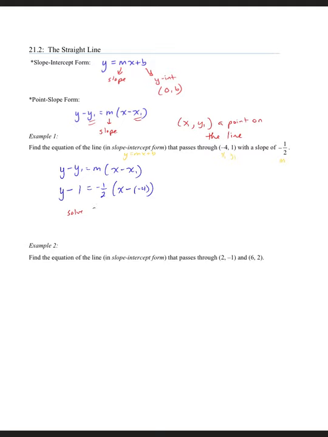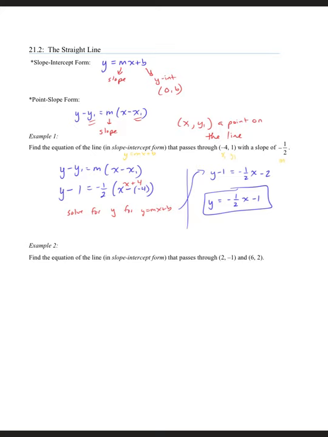So we need to solve for y equals mx plus b. In order to solve for y here, first thing we have to do is distribute that -1/2. So we get y minus 1 equals -1/2 times x plus 4, since we could always rewrite this as x plus 4. And then we have to distribute the -1/2 to the 4, which would leave us with a -2. Last step, add 1 to both sides. We get y equals -1/2 x, and -2 plus 1 is -1. And that would be our final answer.